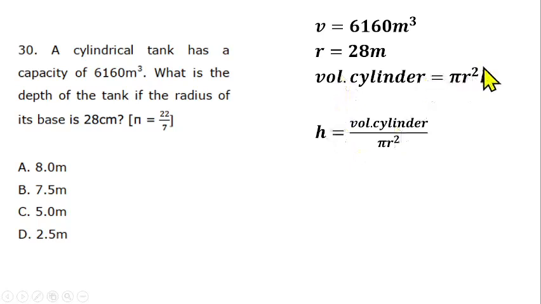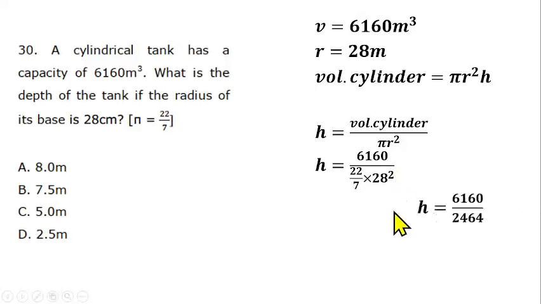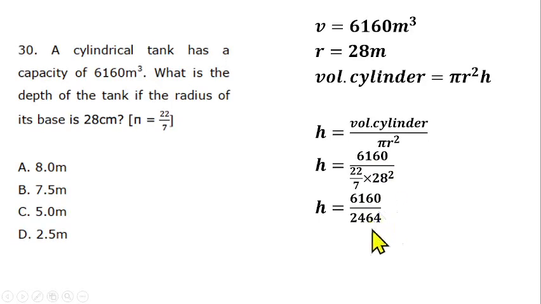So by that means you need to make h the subject of the formula by dividing both sides by pi r squared. So you have h equals the volume of the cylinder divided by pi r squared. Substitute. So volume is given 6,160 divided by pi, which is 22 over 7, times radius 28 squared. So if you simplify this, you have 6160 divided by 2464. So if you divide as well, you have 2.5 meters as the height of the cylinder, which is option D.